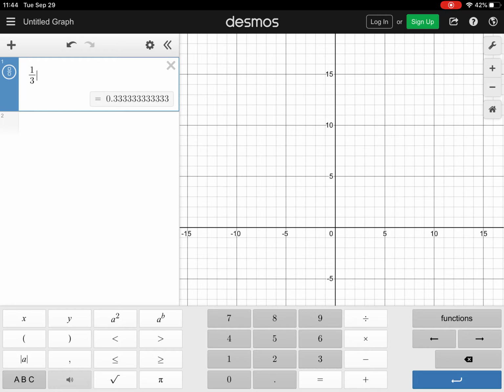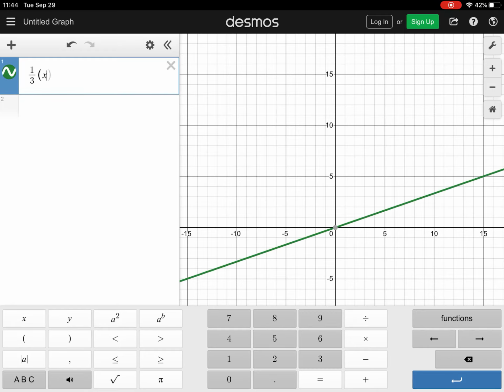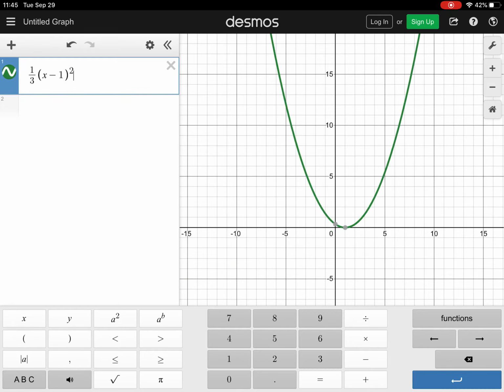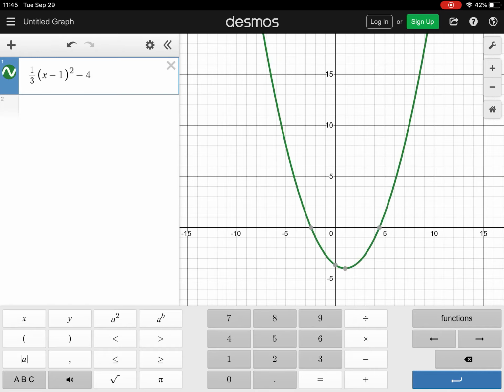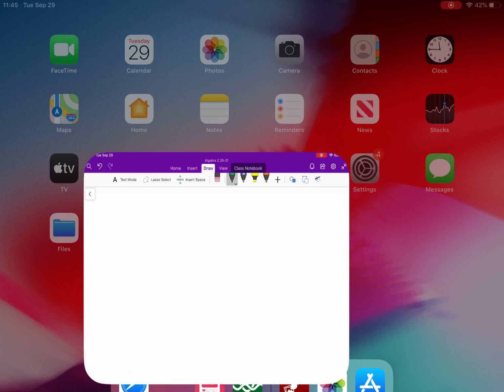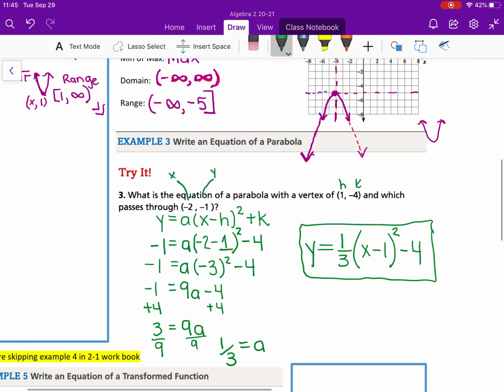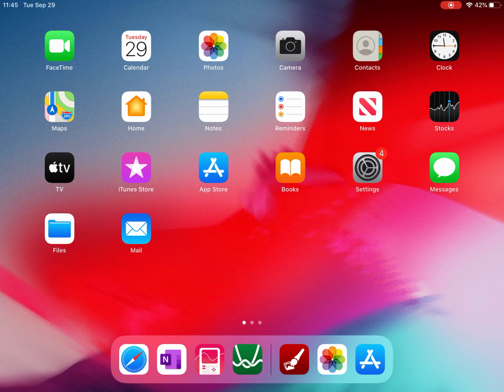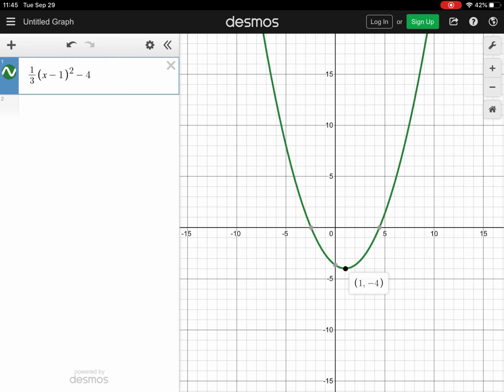I go to Desmos and type that function in. So 1/3 x minus 1 quantity squared minus 4. All right, is my vertex at the right spot? So 1, -4, go back to your work, look. 1, -4 is the vertex. All right, cool. Do I have the point -2, -1?